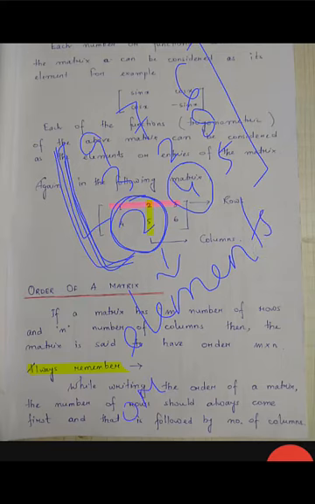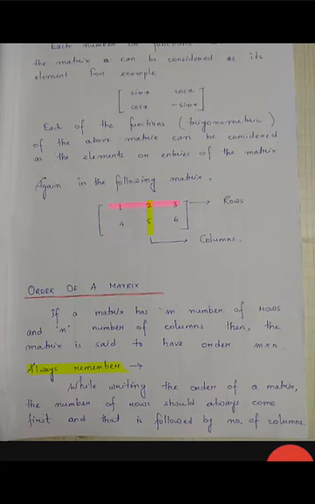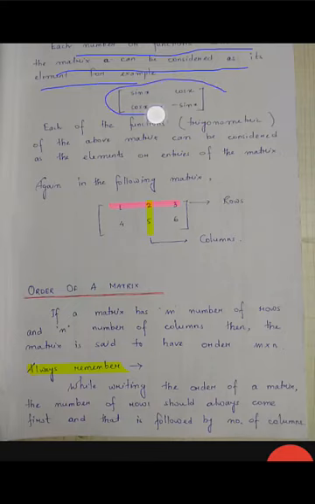or entries of the matrix. Elements or entries of the matrix. So as I told you, each number or function contained in the matrix can be considered as its element. For example, sin x, cos x, minus sin x. This is another form of matrix involving only the trigonometric functions.